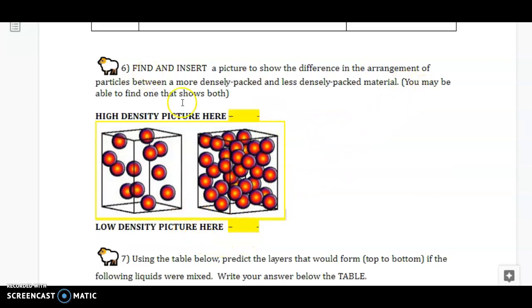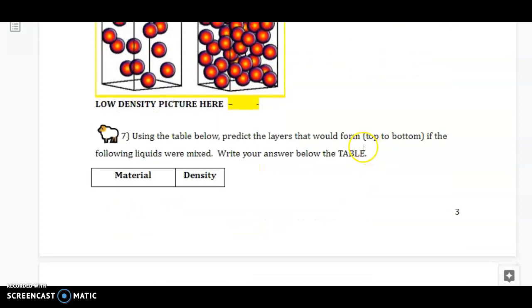Okay, so this is the same one. You may be able to find the same picture. And I'm going to put the link in here, so I'm citing where I got this picture from later. Okay, this is the high density picture. Notice they're very tightly packed. Okay, and then this is a low density picture where they're very, very spread out.